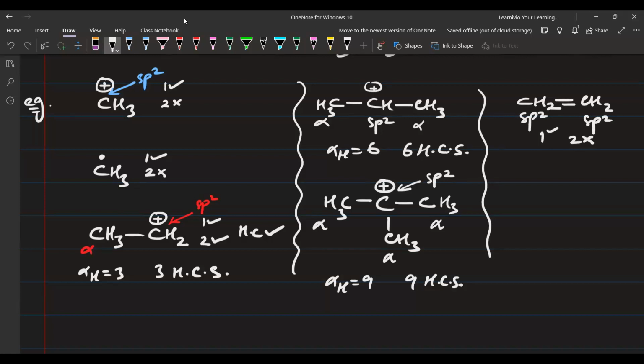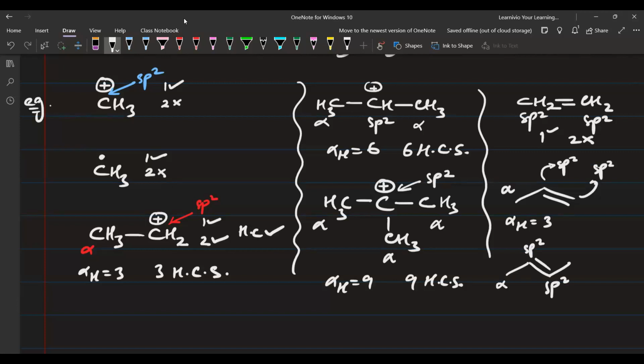Let us suppose you have something like this, a double bond. This carbon atom is sp2, this carbon atom is sp2. With respect to sp2, we have to see the alpha carbon. So this is my alpha carbon. If this sp2 does not have any alpha carbon, it doesn't really matter. How many alpha hydrogens? Here we have 3 alpha hydrogens. Similarly, if I have something like this, a double bond here, this is my sp2 carbon, this is also sp2 carbon. With respect to sp2, this is alpha and this is also alpha. This is having 3 hydrogens, and this one is also having 3 hydrogens. The total number of alpha hydrogens will be equal to 6. So copy this down. Let me know if you have any doubt.